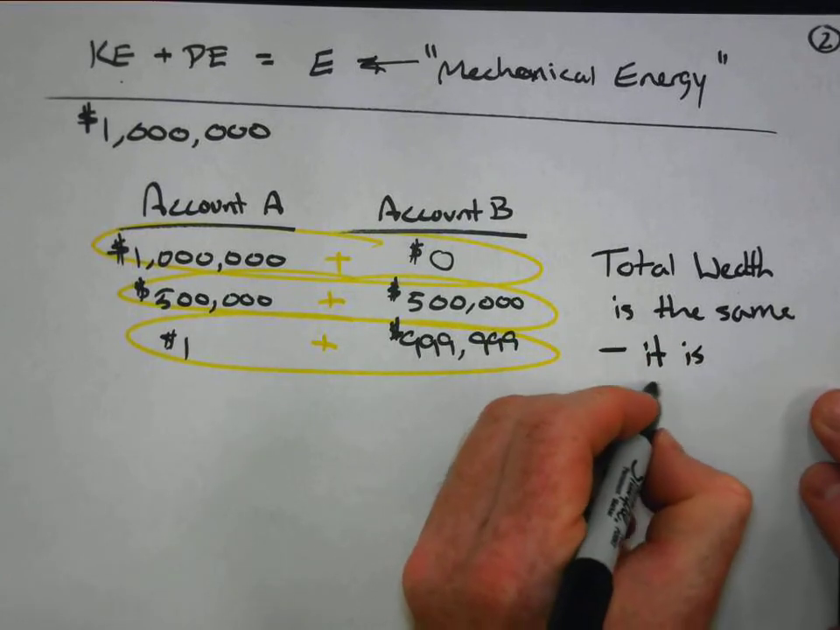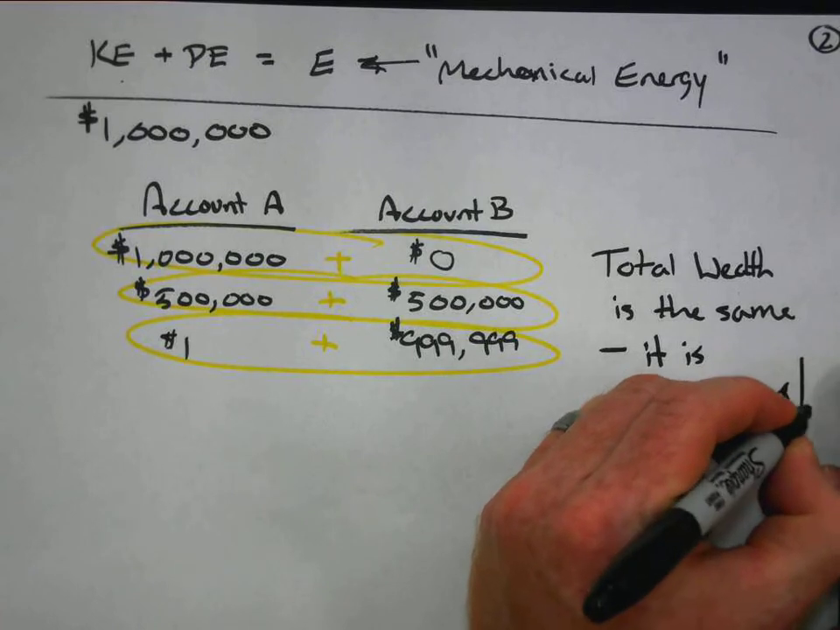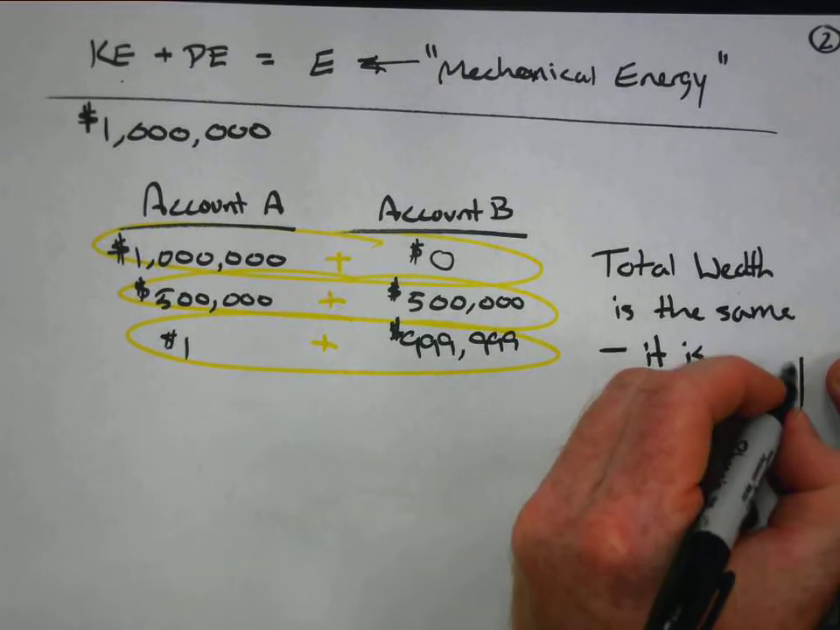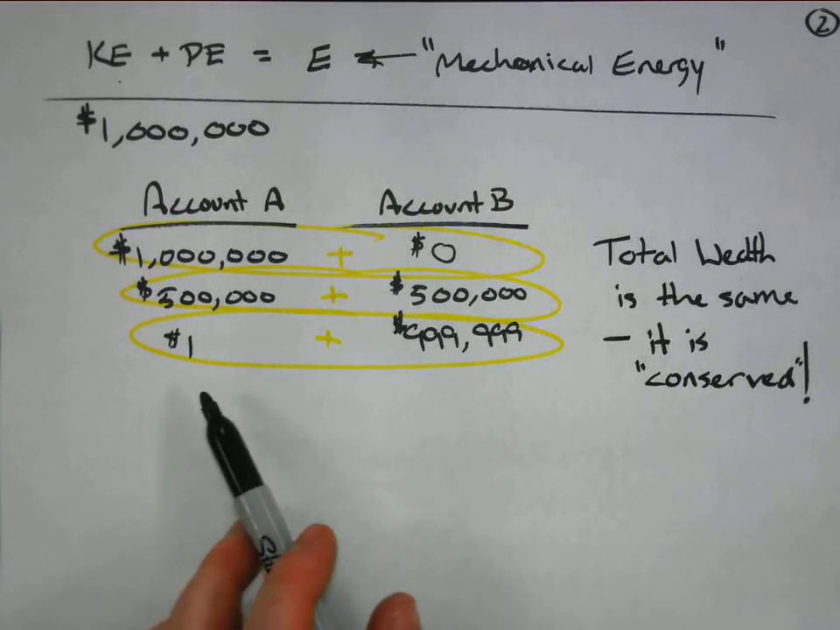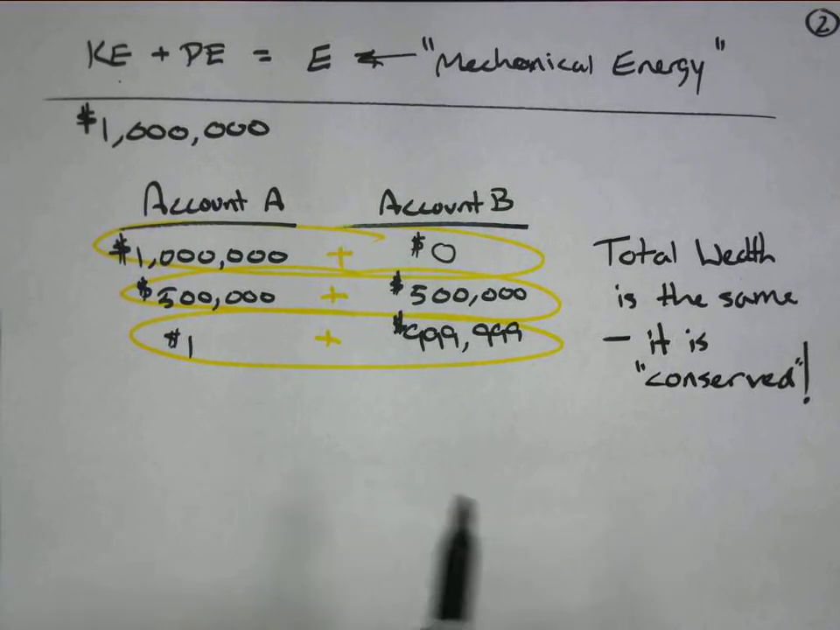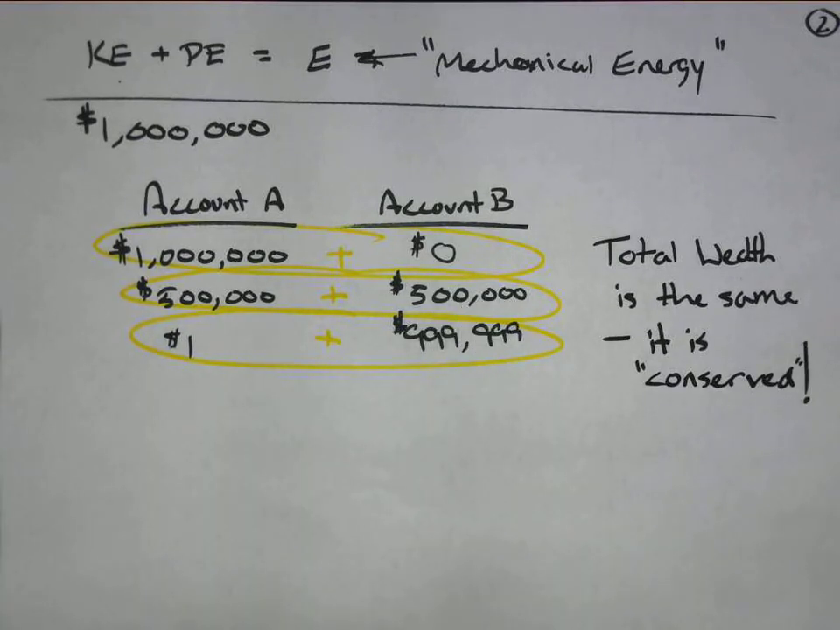In other words, it is conserved. That's what we say. Well, it's conserved. You don't gain or lose any money simply by putting some of it into a different account. I've got money there and money there, so I've got more money? No, if only that's how it worked, right?